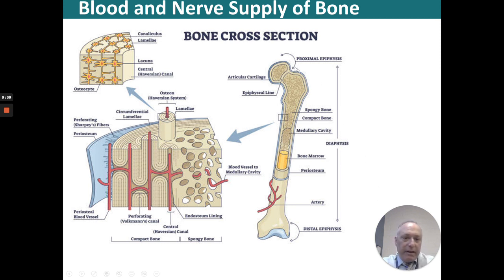So once again, epiphysis, diaphysis, which is a long portion, and then the distal epiphysis. We're going to get into this line in a couple slides. Epiphyseal line, that's really important. And then articular cartilage, which surrounds the entire bone and is more prominent at the epiphyses.